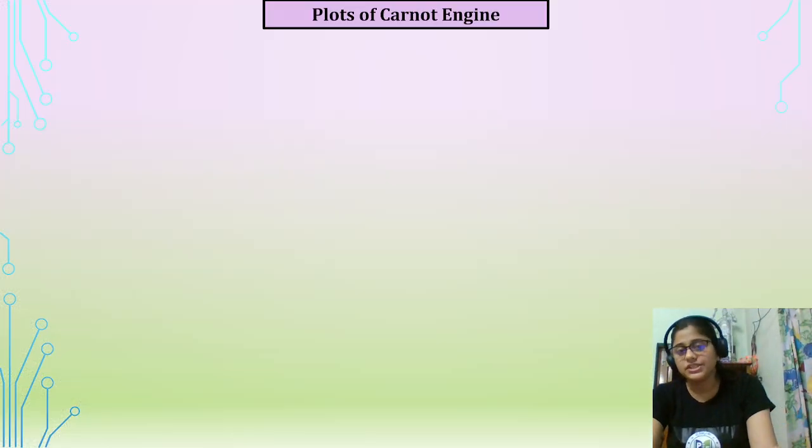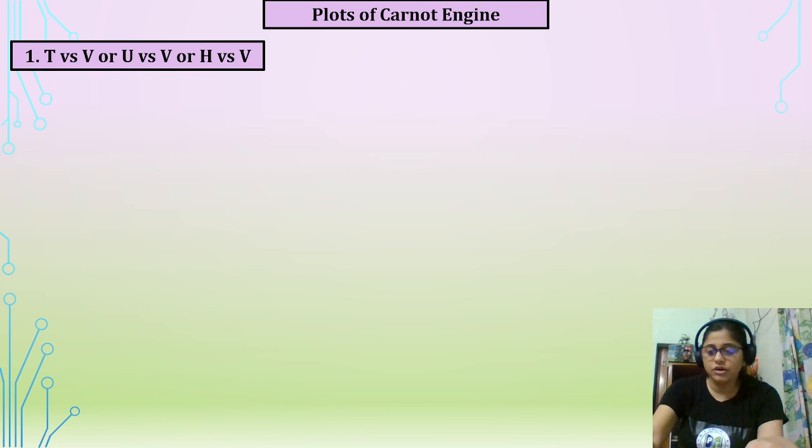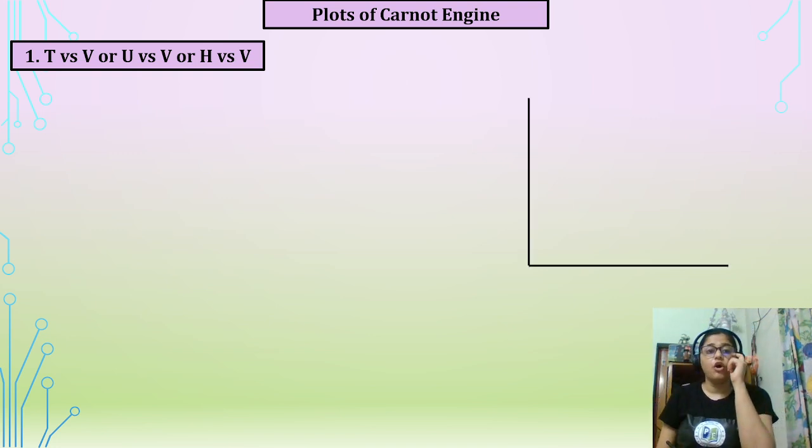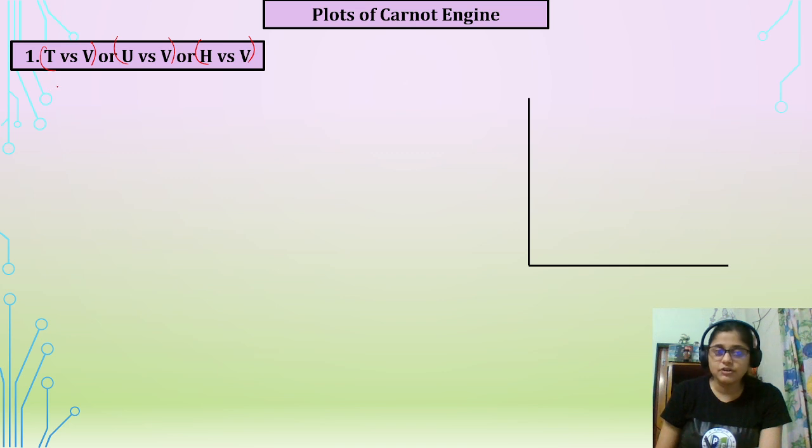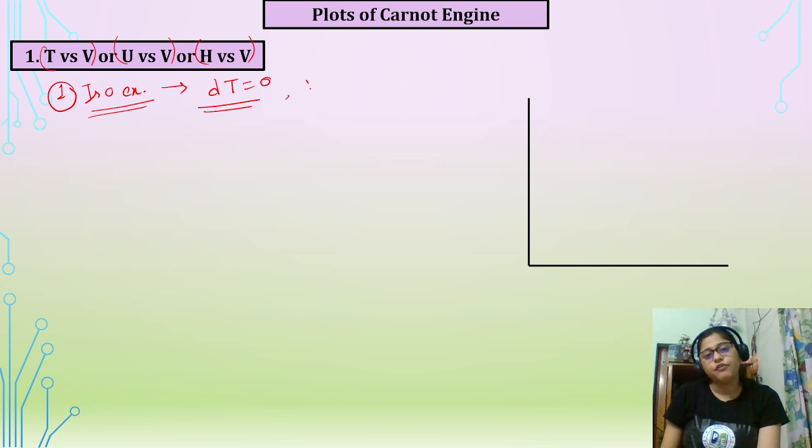Now plots of Carnot engine. I will show you some plots. So T versus V, or U versus V, or H versus V, I have written why, because this plot and this plot and this plot will be the same. Okay, so Carnot cycle has 4 steps. We know that by now, right? One is isothermal expansion, reversible obviously. So for isothermal expansion, dT is 0 here, and dV will be positive.